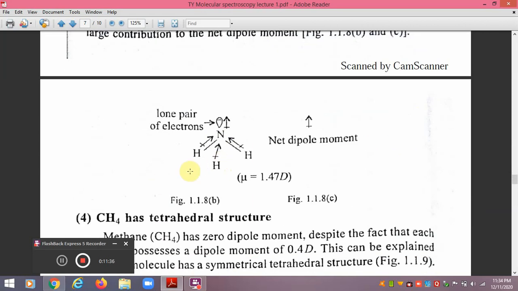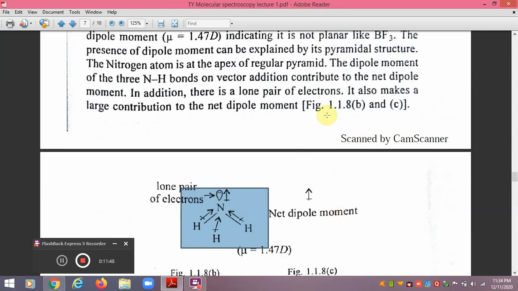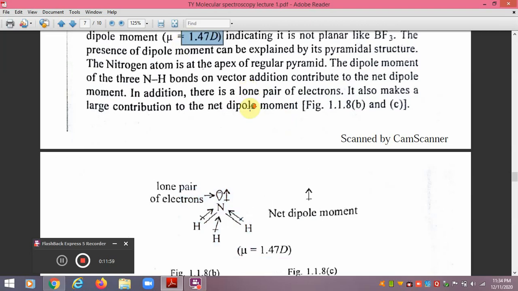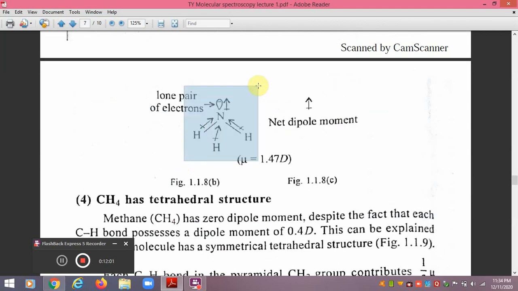The actual structure of the ammonia molecule looks like this, in which the three NH bonds point in the downward direction, and on top of the nitrogen there is one lone pair of electrons. It is observed that this lone pair of electrons also makes a large contribution to the net dipole moment, and that's why the net dipole moment of the ammonia molecule is not 0. It shows 1.47 D. So this is the exact structure of the ammonia molecule, which has some value of dipole moment, and this structure is called a pyramidal structure.